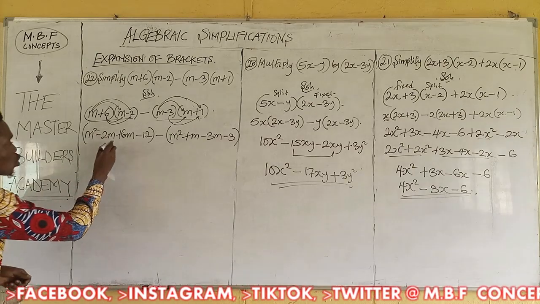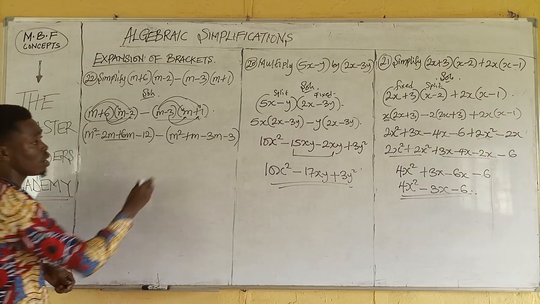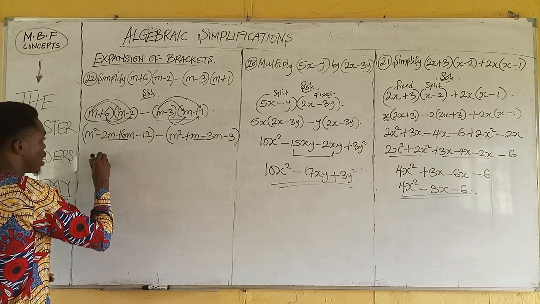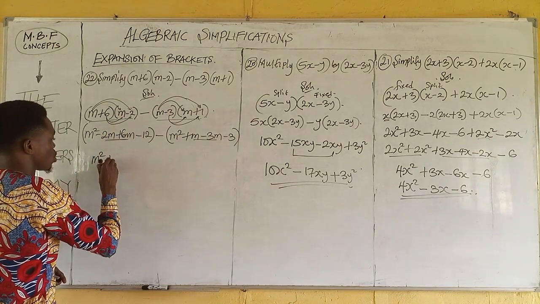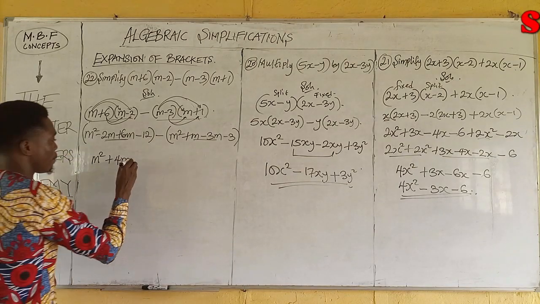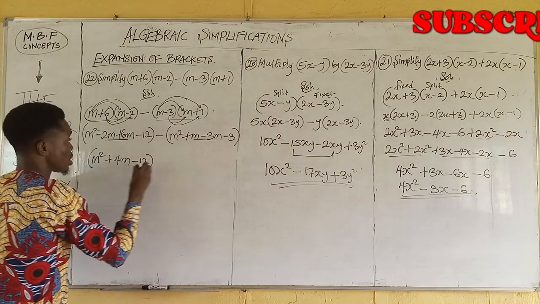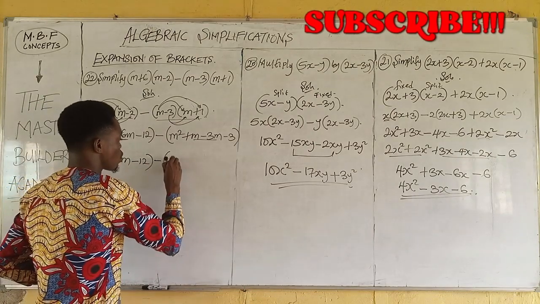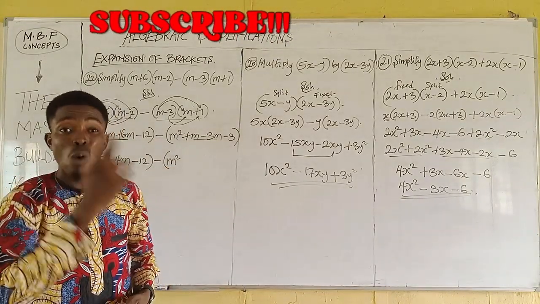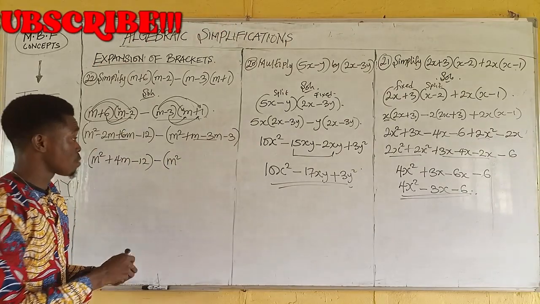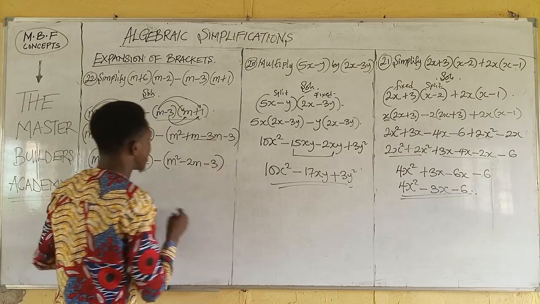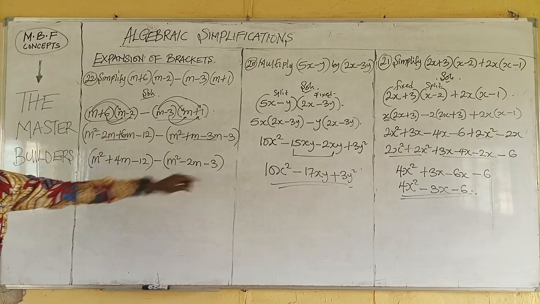So the next thing we do is to simplify this. In this bracket, the two middle terms are like terms, and in this also the two middle terms are like terms. Therefore, I'm going to have this as m squared, minus 2m plus 6m would have given us plus 4m, because we are removing a smaller number from a bigger number. Then minus 12, closing bracket, minus open bracket, m squared, which is this m squared here, m minus 3m. Or guys, 1m minus 3m would have given us minus 2m. Then minus 3.